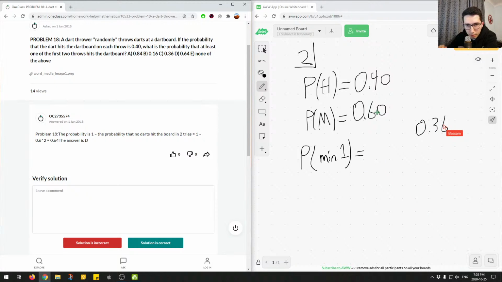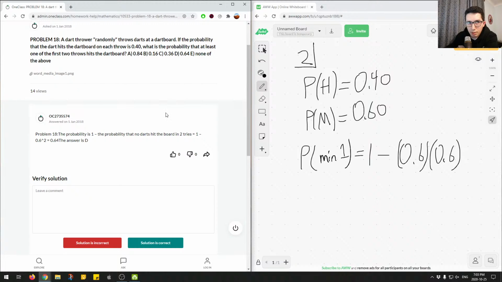But we're not looking for the probability of missing, of no hits at all. We're looking for the probability of at least 1 hit, so it will be the opposite of this. That's why we have 1 minus 0.6, which is the first throw, times 0.6, which is the second throw.